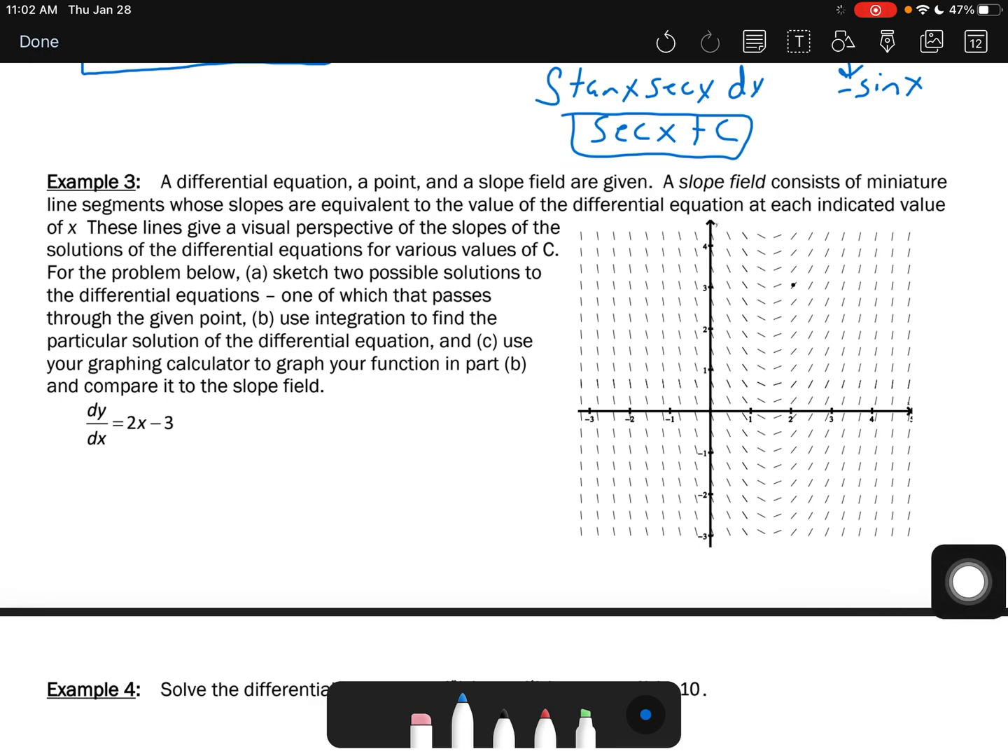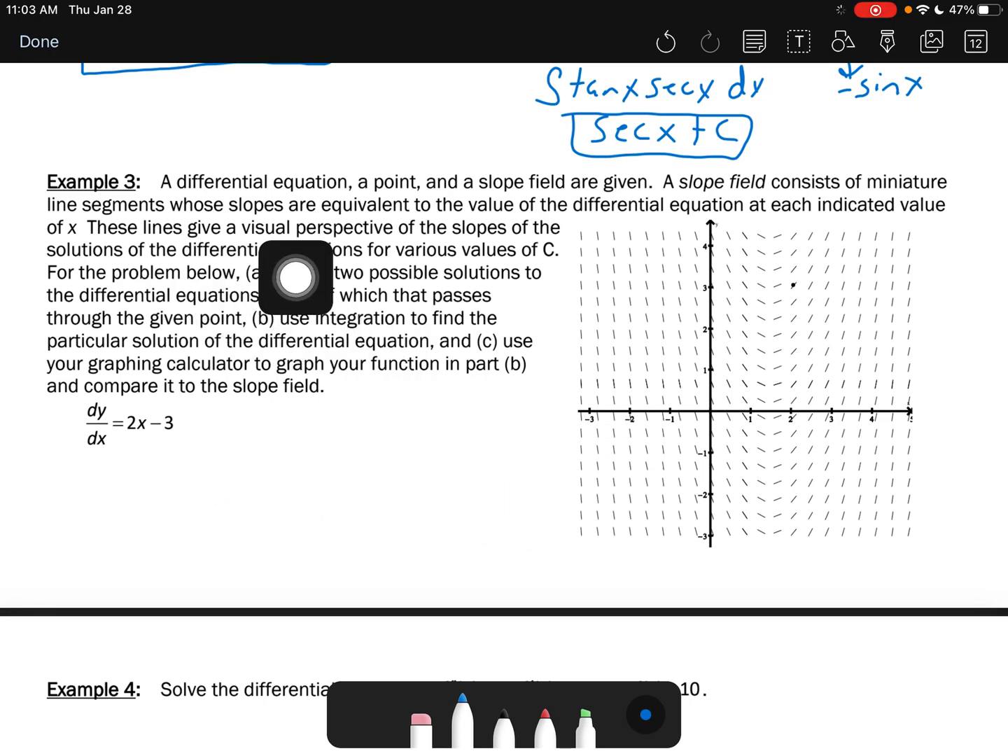So what they ask us to do here: a differential equation, a point and a slope field are given. So there's a point right there. The slope field consists of miniature line segments whose slopes are equivalent to the value of the differential equation at each indicated value of x. And that's kind of what I was talking about. For example, over here, if x was -3, I'd have a slope of 2 times -3 minus 3, like -6. So they're trying to draw little tiny line segments that have slopes of -6 right around that area.